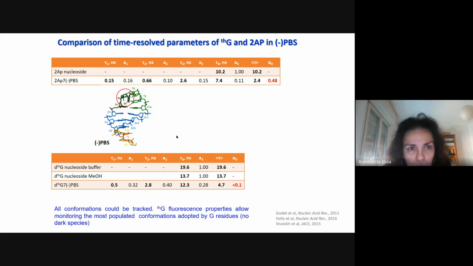Concerning the lifetime, as I said, it is more simple. That is just to remind you how the situation was in 2-aminopurine. For lifetime plus dark species, in the same situation, in the primer binding site, the thienoguanosine has 3 lifetimes and no dark species.